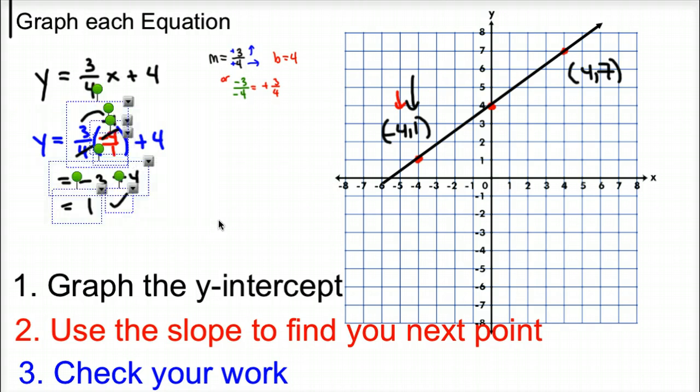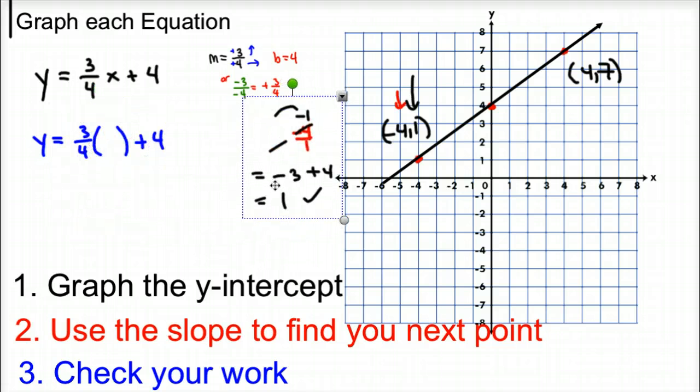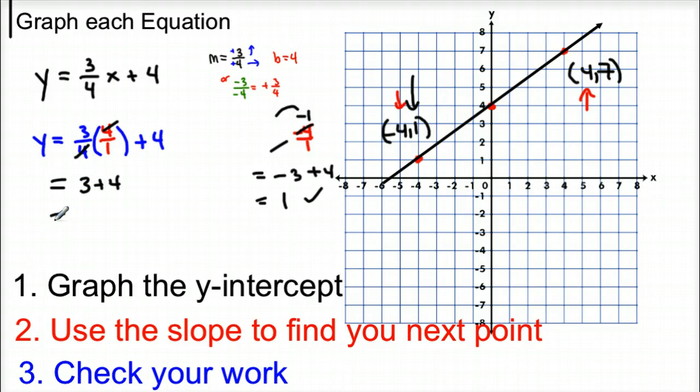Let's take the next one. Let's move this over here. Now let's input the 4. So 3/4 times my input 4 plus 4. So we'll make this 4 over 1. My 4 simplifies, so I got y equals 3 plus 4. Y equals 7. And we verified that that point works as well.